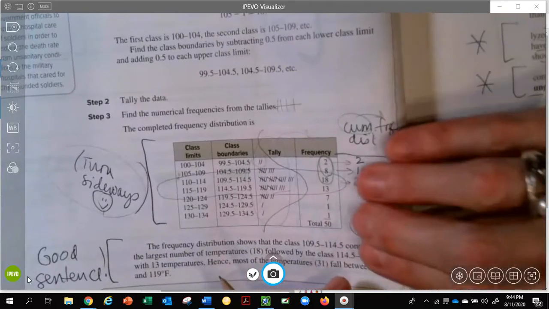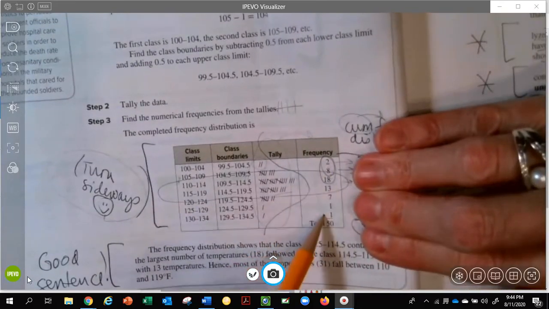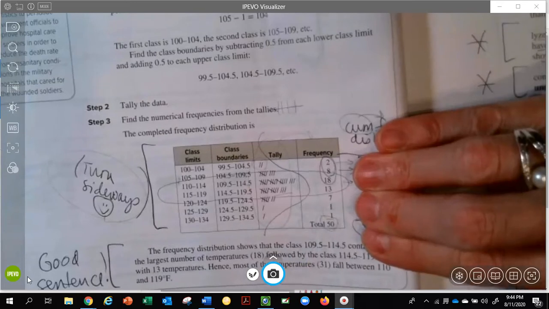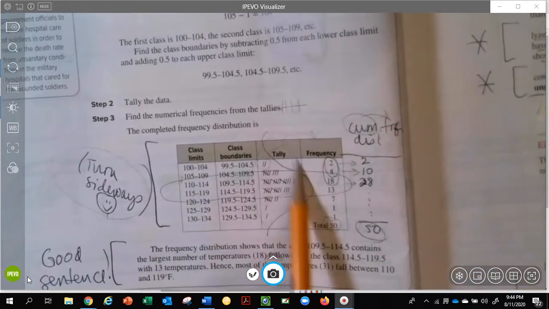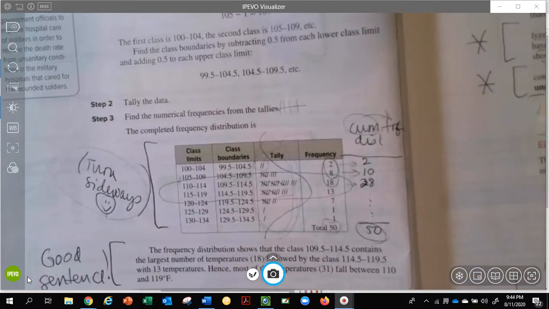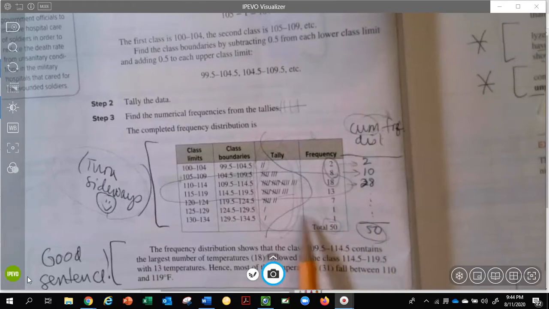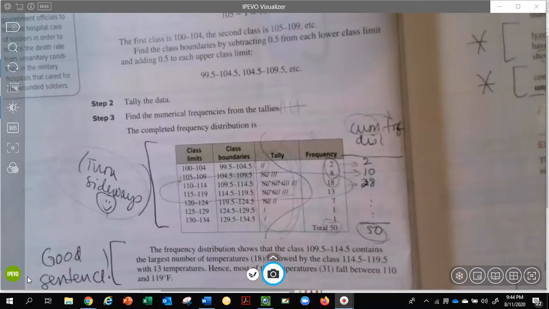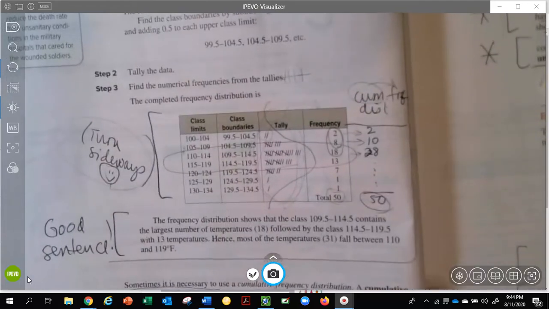And the same thing you could count over here. Adding all of these up, it better end up to be 50. That's a really fast way to double check to know if you've made a mistake on your tally. You could still get this right and still have the tally wrong, but it is a way to do a quick double check.